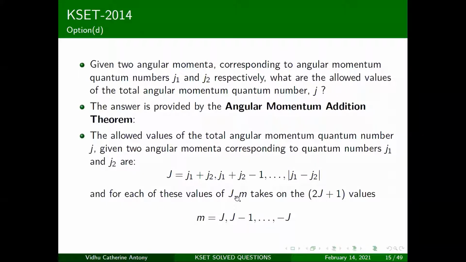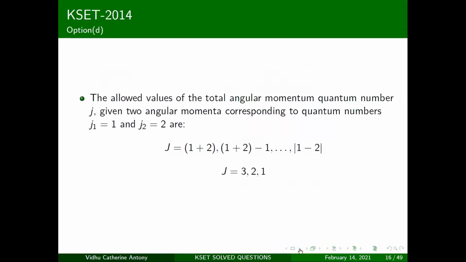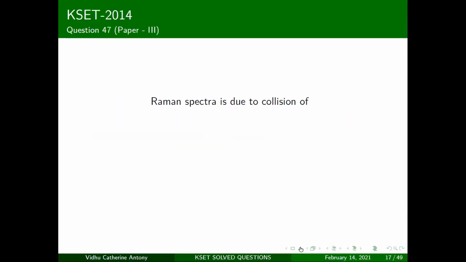For each of these values, J takes on 2J plus 1 values. So your M is going to have that many values, from J to minus J. So this is what I've initially worked out. The answer is basically 3, 2, and 1, which is option D. So let's go to the next question.